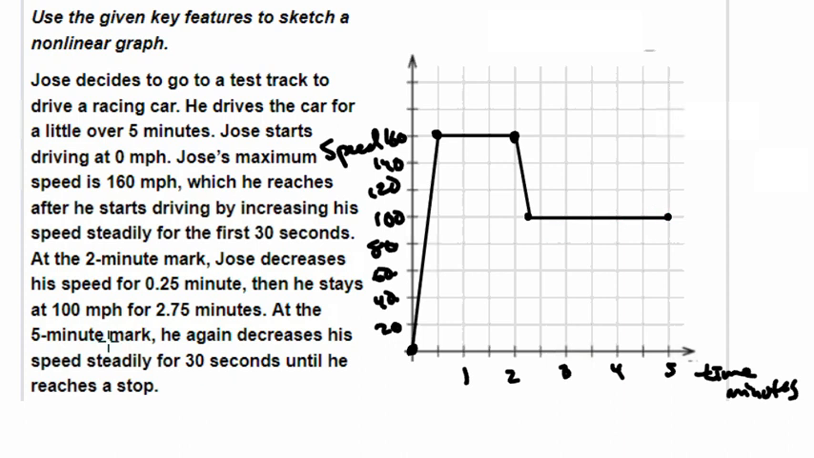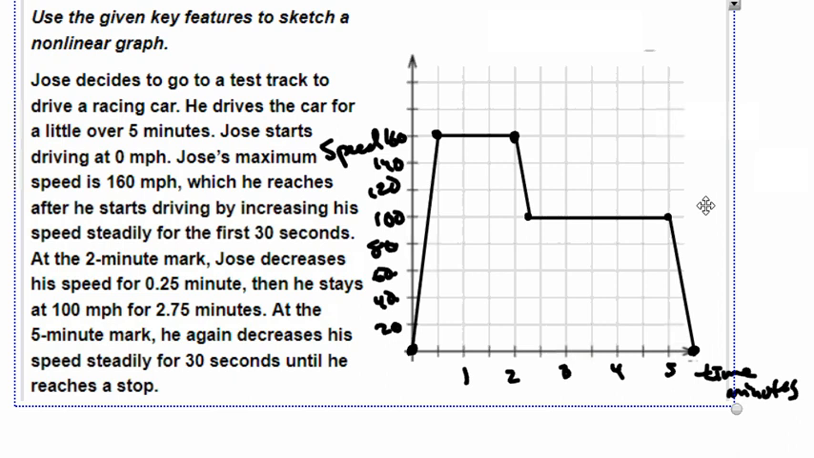Then at the 5 minute mark, he again decreases his speed steadily for 30 seconds until he reaches a stop. That means he is stopping at 5.5 minutes, which puts us about right here, sort of off the graph, but we get the idea. He's decreasing steadily, which means it's a straight line. If he wasn't decreasing steadily, it would be a curved line. But if it's steady, that means it has a constant rate of change. There are all these word clues you're looking for that tell you what kind of lines these are, and all the lines we're doing are straight lines.